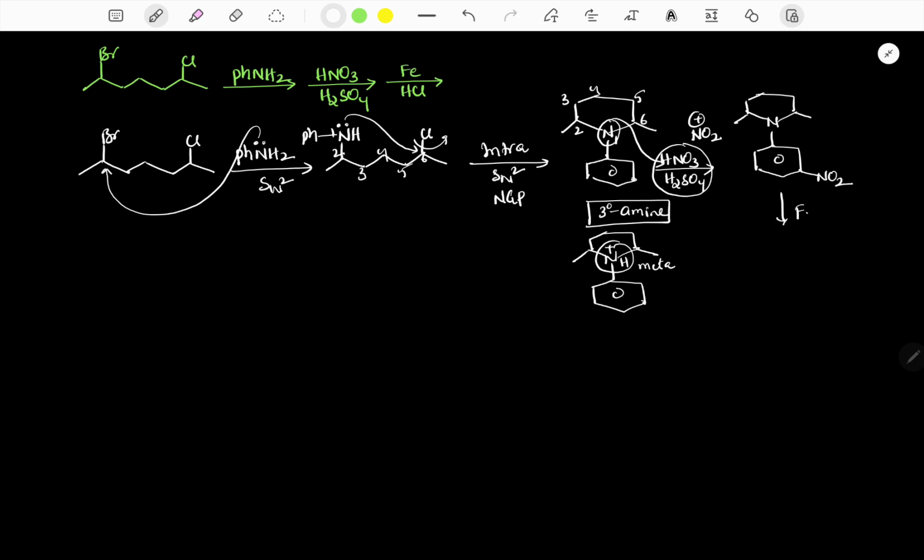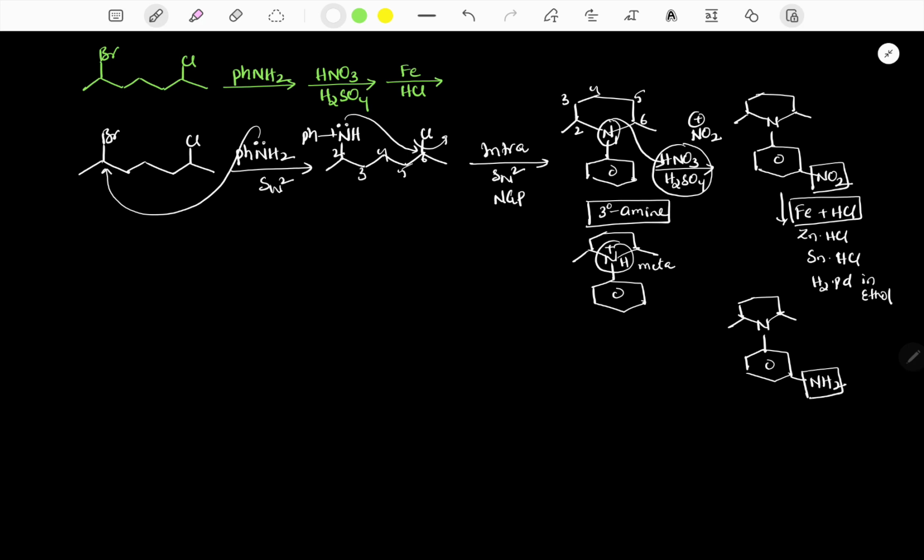Now it is treated with Fe plus HCl. We can also use zinc HCl, we can also use Sn HCl, and we can also use H2 Pd in ethanol solvent. Of course, among these, Fe plus HCl is the best reagent. So it reduces the nitro group to the corresponding NH2. NO2 group is reduced to NH2.